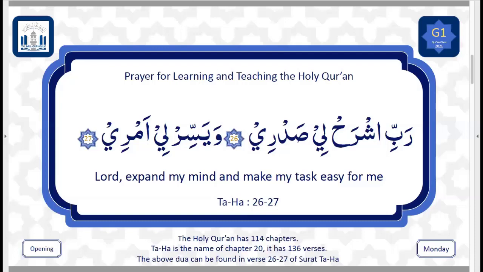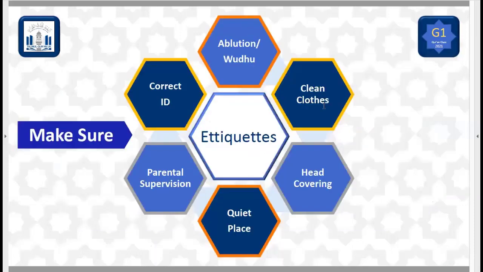Okay, let's go through the etiquettes of our class today. Make sure you have done your ablution, your wuzu, you're wearing clean clothes, your head is covered, and you're sitting in a quiet place. You are signed in with the correct ID, otherwise you won't be let into the class, and we would like it if a parent could be present during the class.